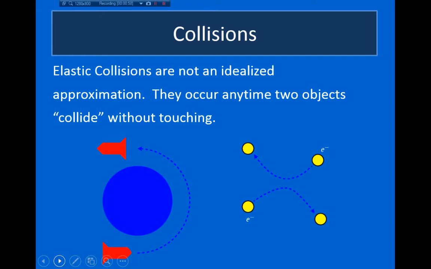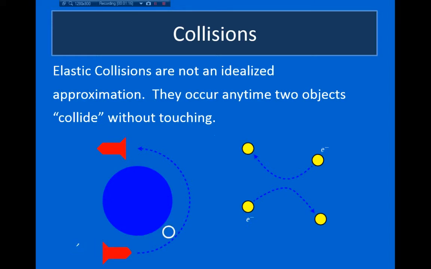Now, elastic collisions may seem like an idealization. It may seem like something that never actually occurs in real life. However, elastic collisions occur very often when objects collide without touching. Now, what exactly do I mean by that? Well, I have two examples here to kind of illustrate this point.